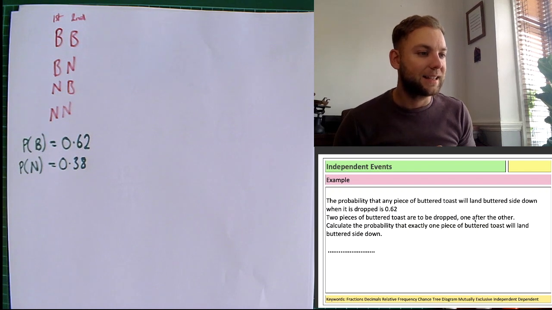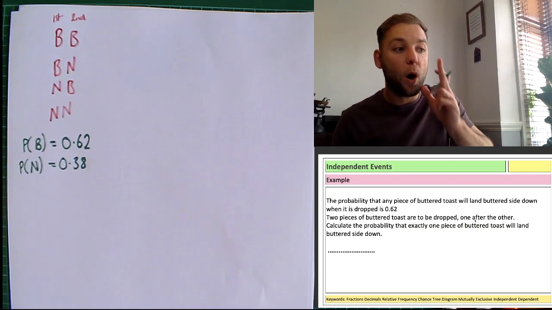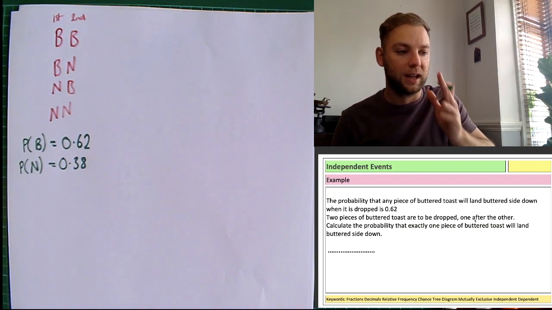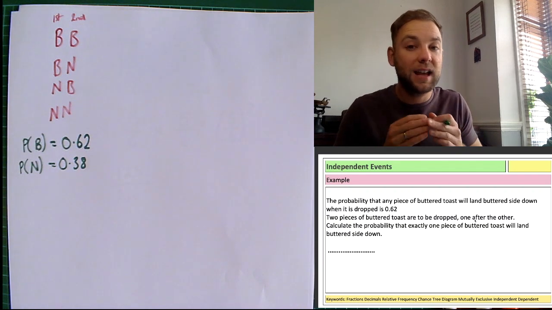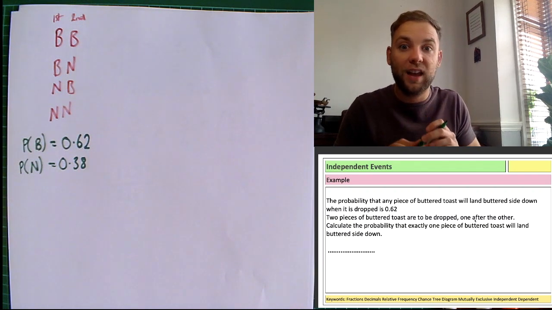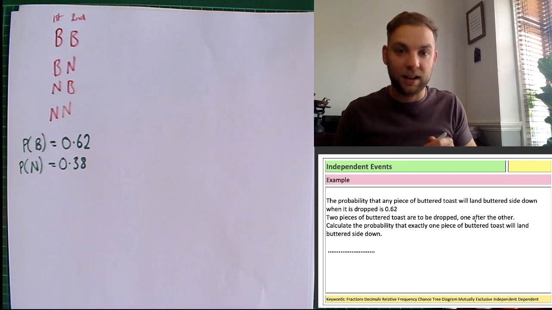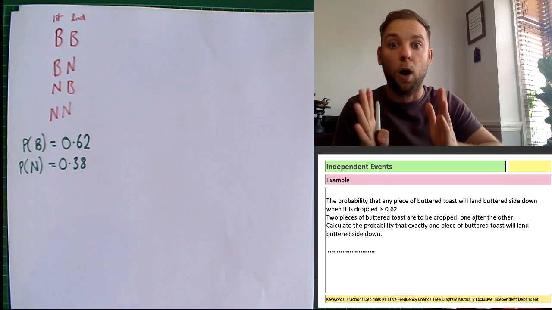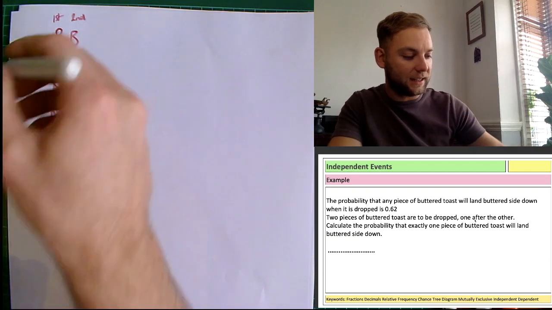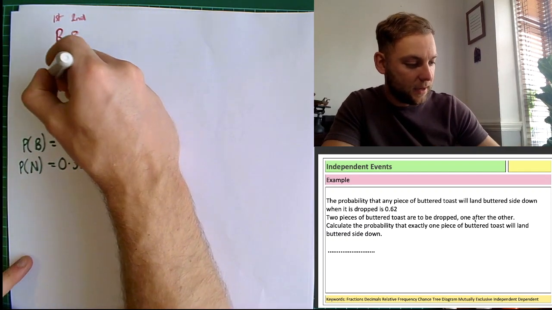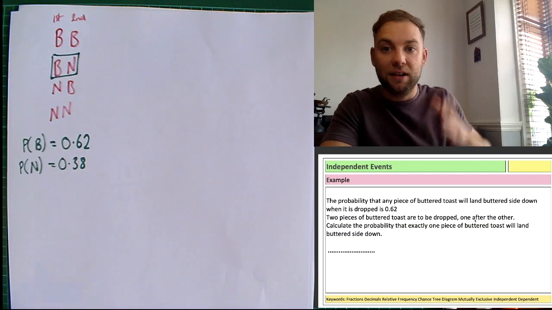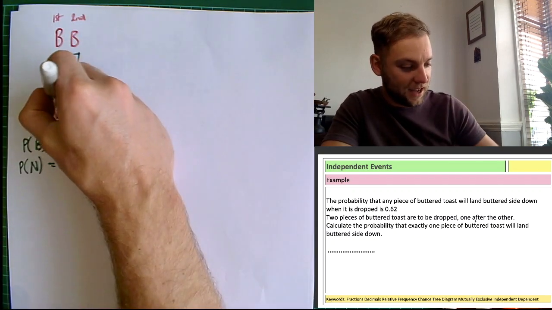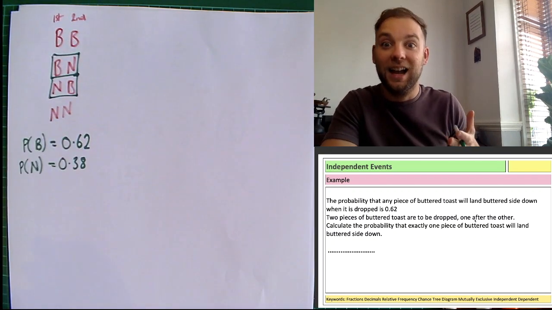Okay, so it says calculate the probability that one piece of buttered toast will land buttered side down. Now it doesn't say here calculate the probability that at least one. It just says 1. So the options for buttered side down, just one, is going to be that it's buttered side down and then not buttered side down. And then it's going to be not buttered side down and then buttered side down.